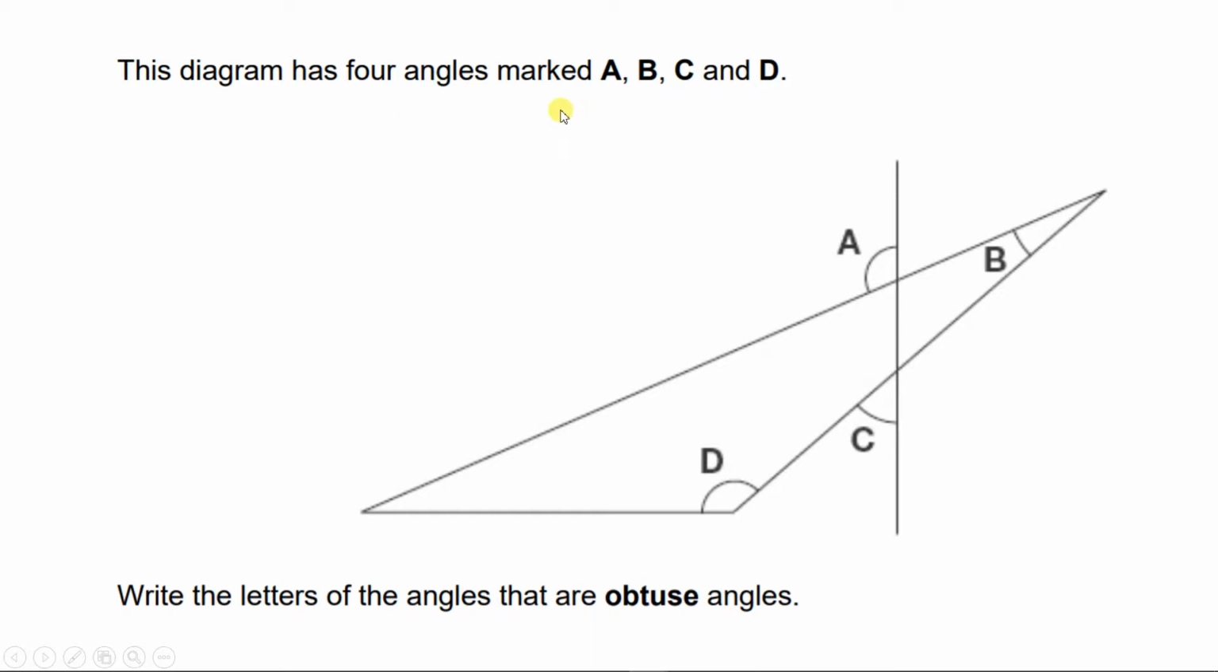This diagram has four angles marked A, B, C and D. Write the letters of angles that are obtuse angles. So obtuse angles are bigger than 90 degrees but less than 180 degrees. So bigger than a right angle but less than a straight line. So angle A is obtuse, B is not, B is acute, C is also acute, and D is obtuse, so we would tick A and D.